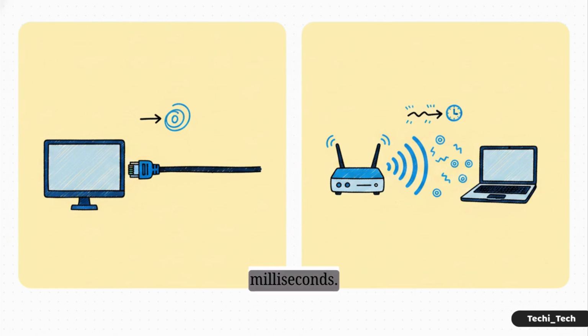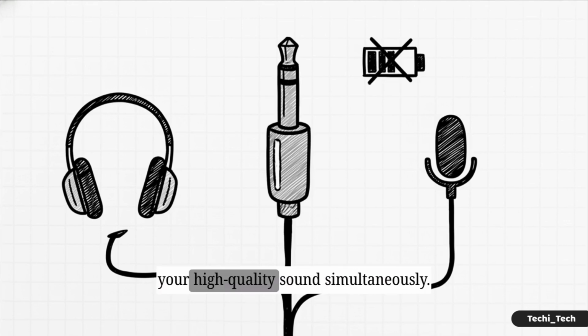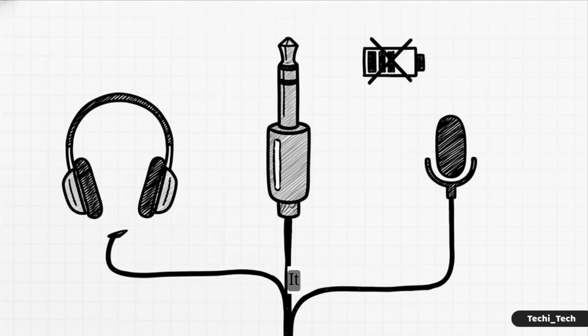It's the exact same story with the classic 3.5mm audio jack. It evolved from the old 3-ring TRS plug, which could only handle input or output one at a time, into the modern 4-ring TRRS. That extra little ring is everything. It means a single jack handles both your microphone and your high-quality sound simultaneously. It really is the quiet hero for pure sound.